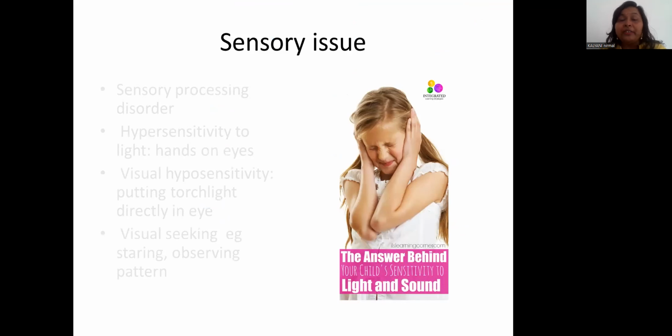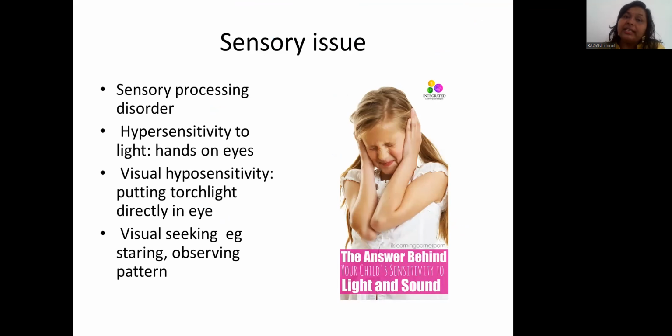So what will be the presentation if the child is having sensory issues? You can see in the picture the girl is closing her eyes very tightly and closing ears also. So she has light and sound sensitivity. Sensory issues will come separately or in combination. Either can be there. So if there is hypersensitivity to light, they'll close their eyes.